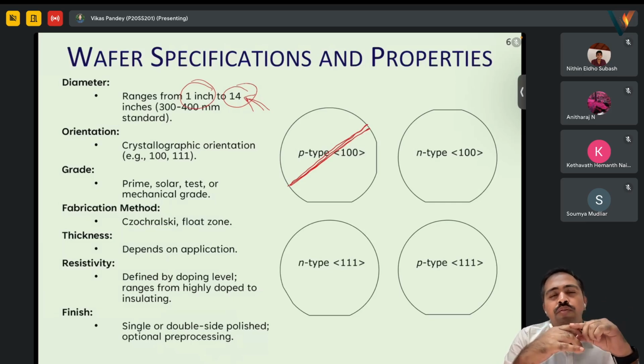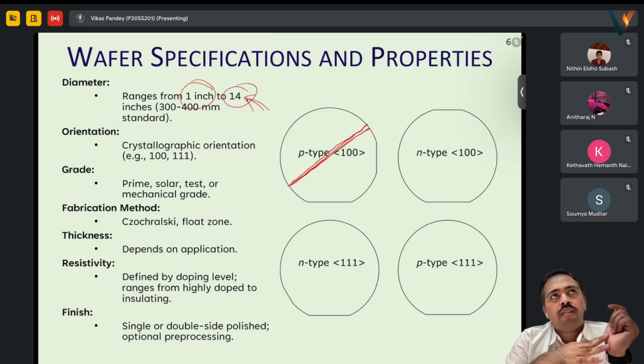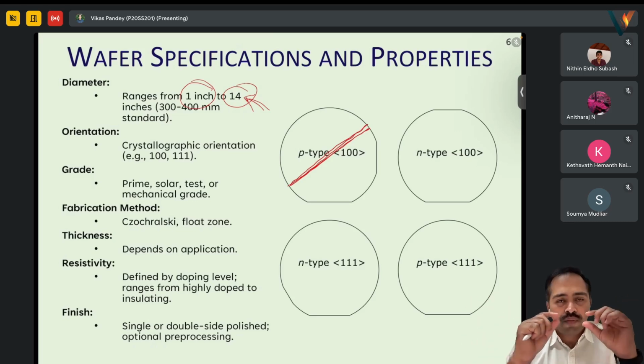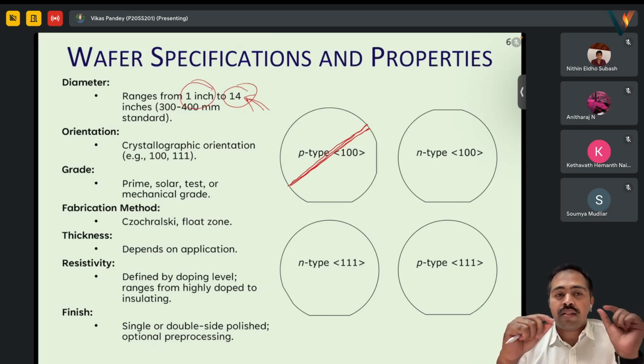Generally, for 1 inch, we get something around 100 to 150 micrometers thickness. That will increase. In our lab, we use 3-inch wafers, which are around 350 microns thick, and I also have some 8-inch wafers that are around 900 microns thick. So as the size becomes larger, we get thicker wafers because a very thin one would break.